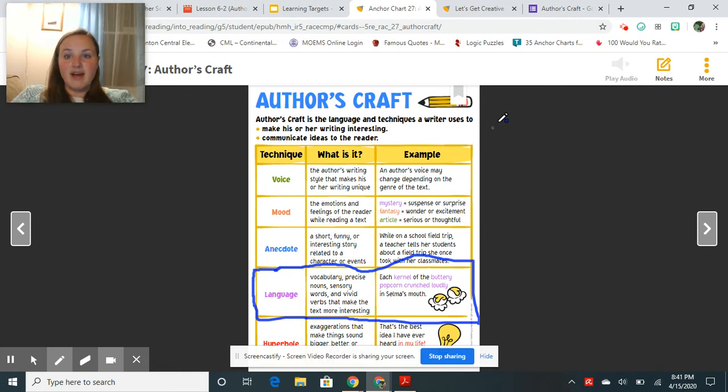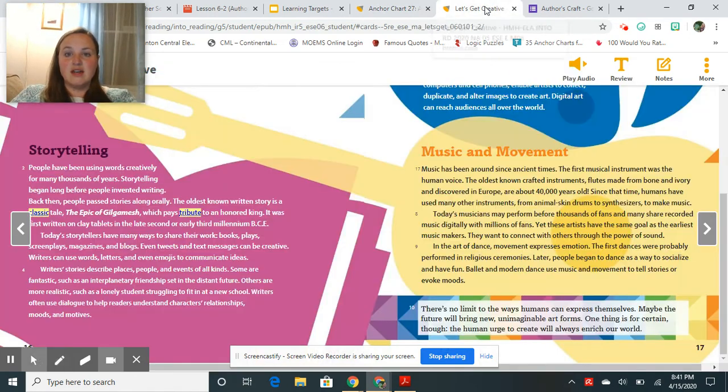So we're going to go back to the story that we started on Tuesday. Let's get creative. And you can pull out your Into Reading books and open them up to pages 16 and 17 and follow along this way. So right now we're going to focus on the storytelling section. And as I read this storytelling section, you're going to be listening for the word honored. And we're really going to think about why does the author choose that word in particular for this section.